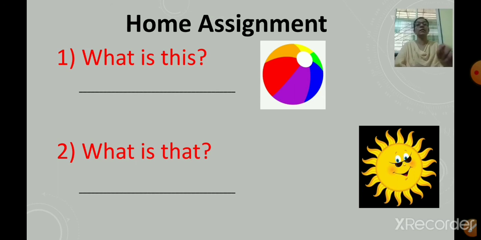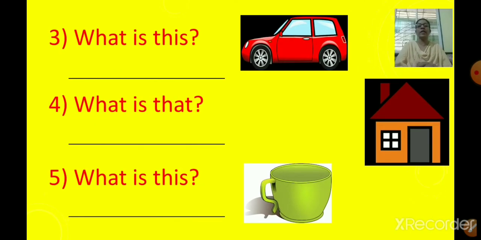What is this? See the ball. So I have to answer in a full sentence. Next one, what is that? Answer in a full sentence. Okay. I am not going to tell you the answers. You only have to write. Now what is this? Observe the picture properly and write the full sentence answer. Again, number 4, what is that? Number 5, what is this? So, observe the picture. The pictures are very easy. You can draw also. You can draw, write the question and answers. Is it clear to you all? So, this is your home assignment.